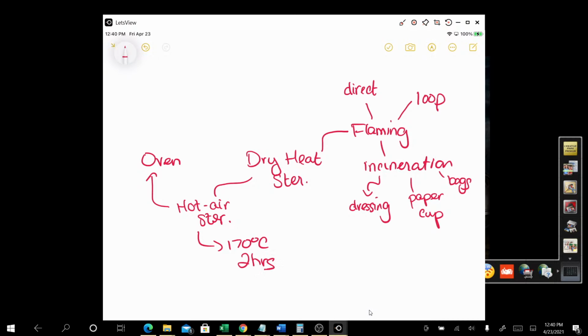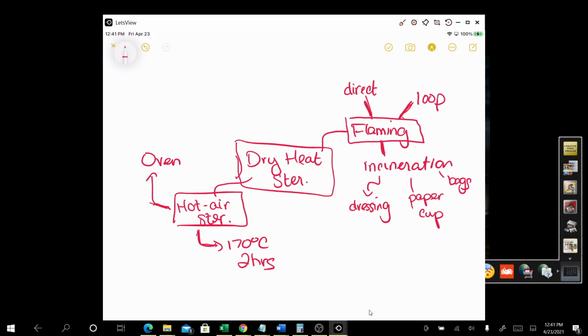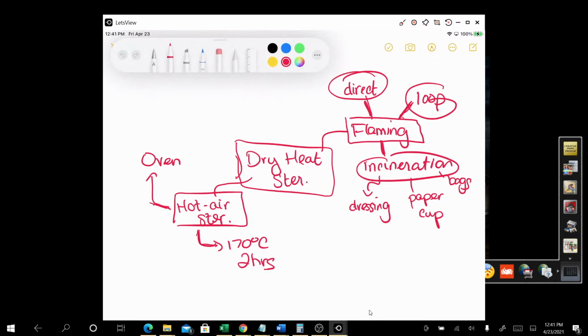So what you'll need to do is remember flaming and hot air sterilization for dry heat sterilization. Remember those two things, then you can stem off and put important facts about flaming, important facts about hot air sterilization, about that subtopic. So dry heat is your main topic. Your subtopics are the flaming and hot air sterilization. From there, you put your important facts that will help you remember everything that you need to know about that subtopic. So our next one, let's do black.